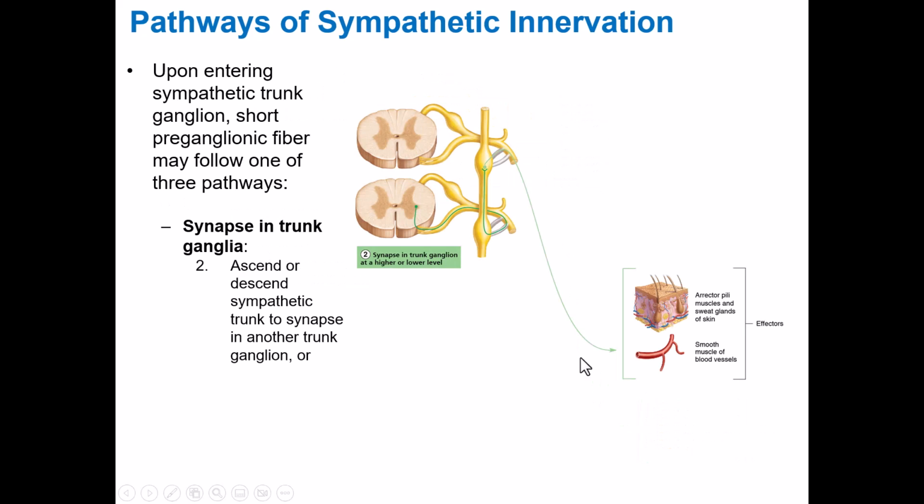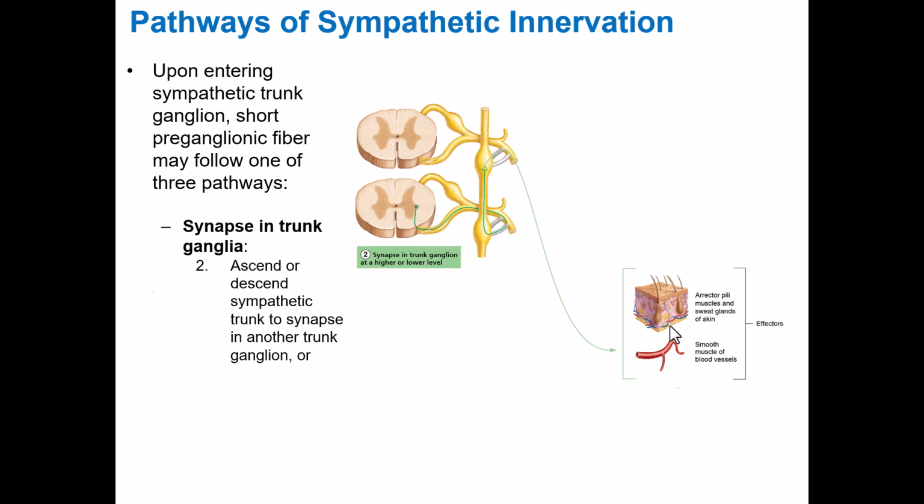Sometimes the preganglionic neuron travels out the spinal cord through a spinal nerve and reaches the sympathetic trunk ganglion on its level, but it doesn't synapse there. It'll travel either higher or lower and synapse with the postganglionic neuron on a different level. And then that postganglionic neuron heads to an effector.